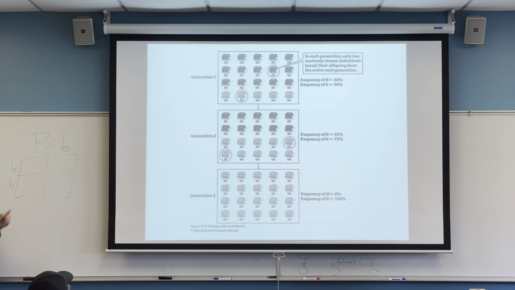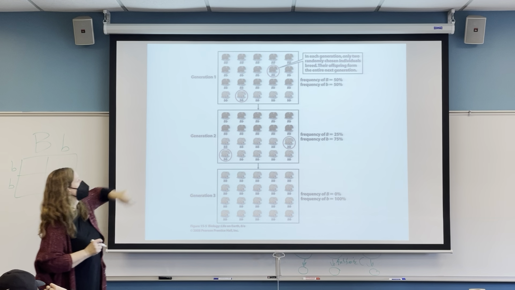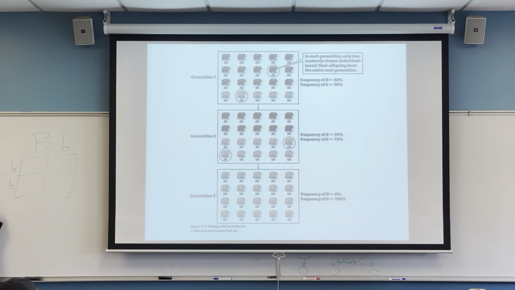So here's our two individuals. One individual was the dark brown. We can see that they are big B, little b. The other, light brown, little b, little b. We're going to take these genes and put them down these genes across. These will be all the possible gene combinations that their offspring can have.